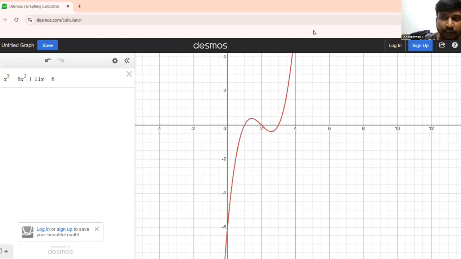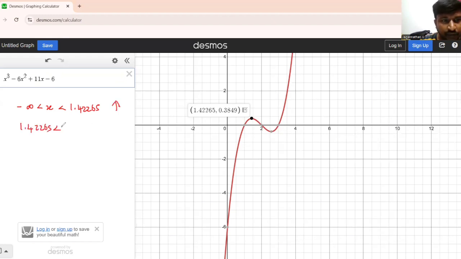So there are three intervals I could spot out. One is your x values moving from minus infinity till that particular point where you are reaching a high point, which is 1.42265 in x value. Until that, what you can notice is the graph, whenever you read a graph, you have to read it from left to right. So in this graph, I would say the graph was increasing.